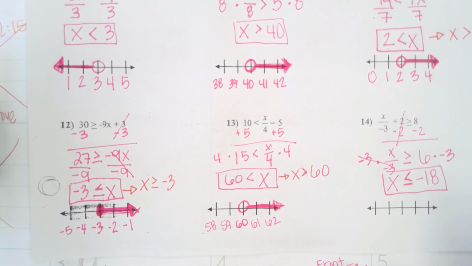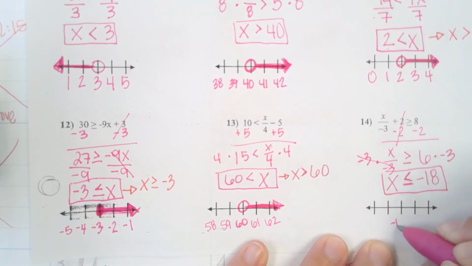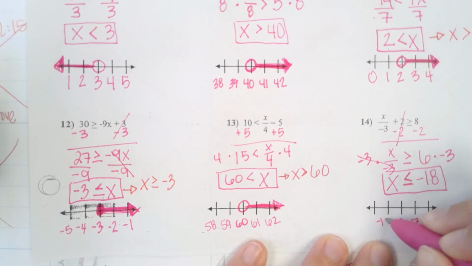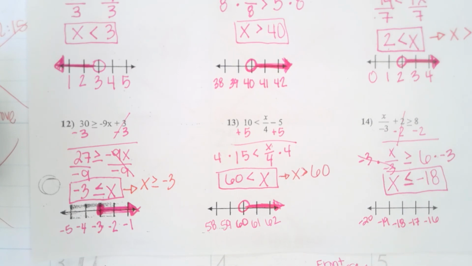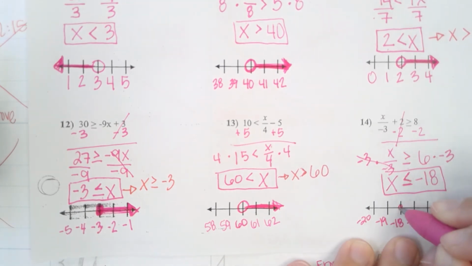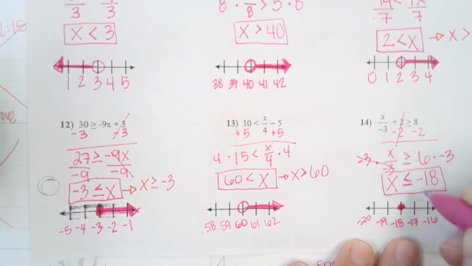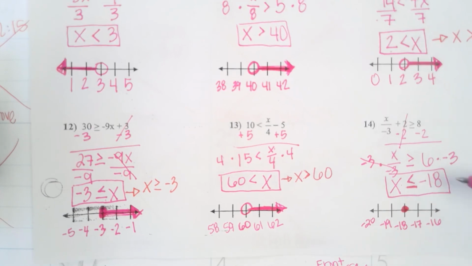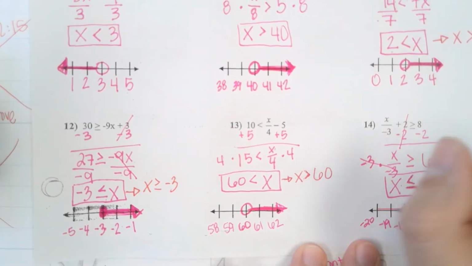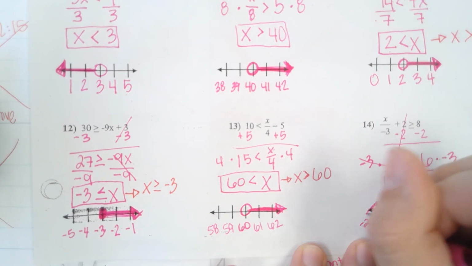All right, so your answer is going to be your middle number, and then you can go ahead and start filling in the rest. Remember, we are on the negative side, so we want to go the opposite way with our numbers. You should have had a closed circle at -18 because of that equal to line. And then since we want all numbers less than or equal to -18, all numbers less than -18 are to the left.